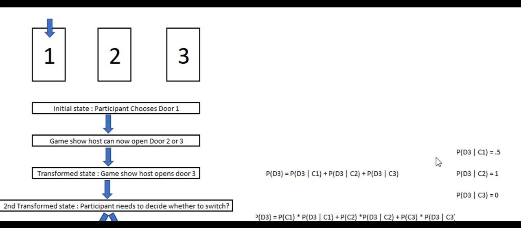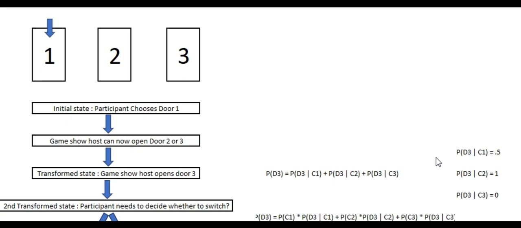In the second case, when the car is behind door 2 and given that the participant has chosen door 1, the game show host is constrained and has to open door 3, and hence the probability equates to 1. In the third scenario, where the car is behind door 3, the game show host cannot open door 3, and instead they have to open door 2. But given that they have opened door 3, you can safely assume that this condition never occurs. So hence the probability is given as 0.